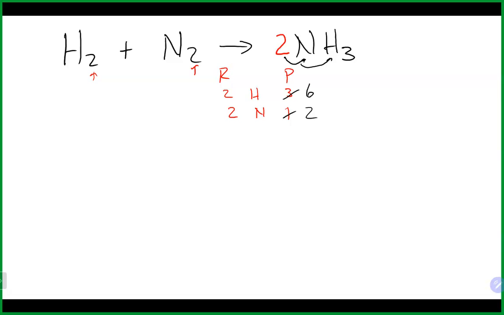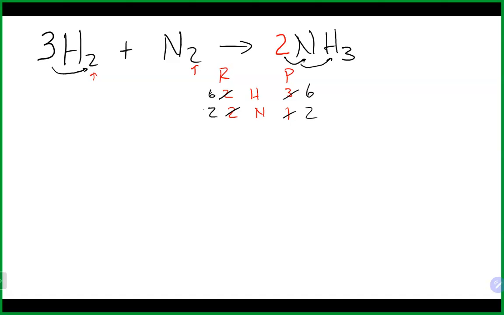And we can simply fix that by putting a 3 here in front of the hydrogen. And that's going to give us, once again, 3 times 2, which is 6. And we still have our 2 nitrogens. Any questions on the balancing part of the equation there?